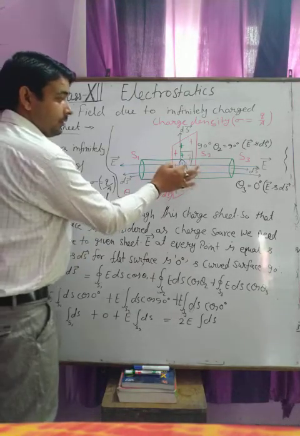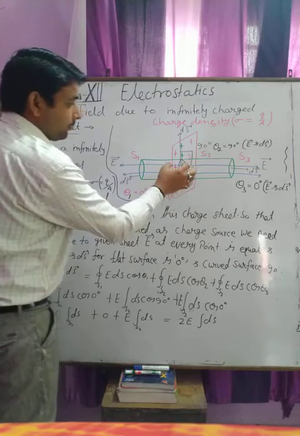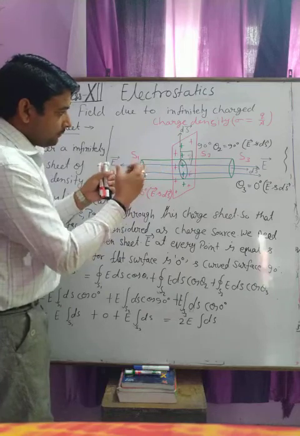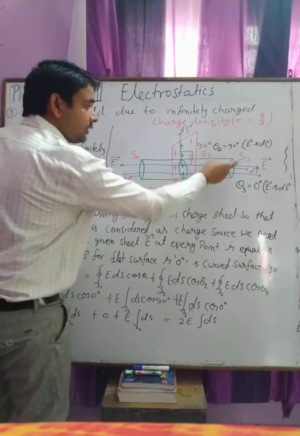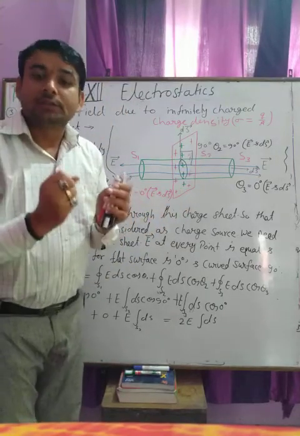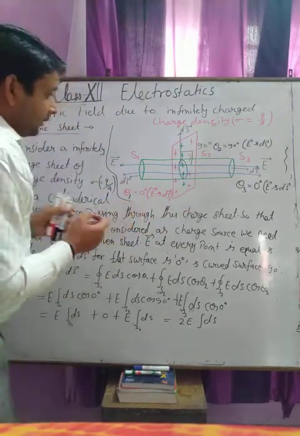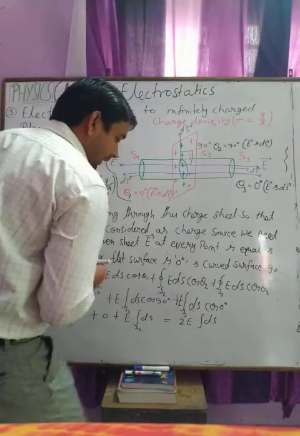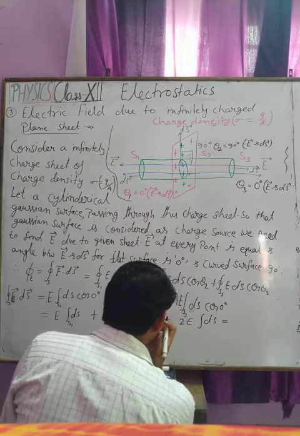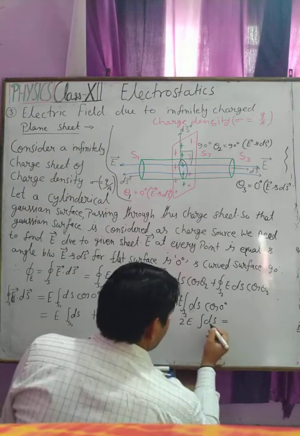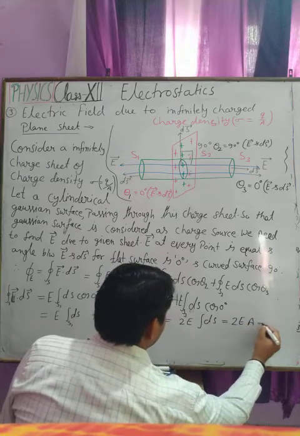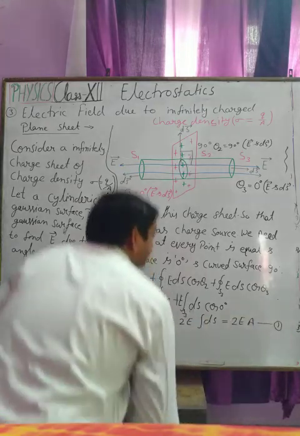Now students, this is the part enclosed within the Gaussian surface of the given sheet. So we use the total area, giving 2EA. This is equation first.